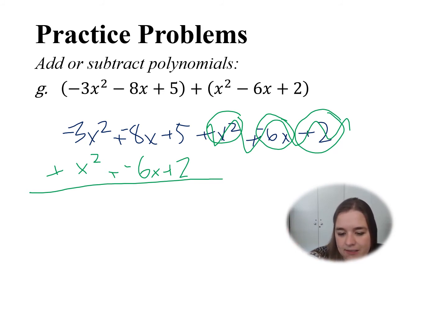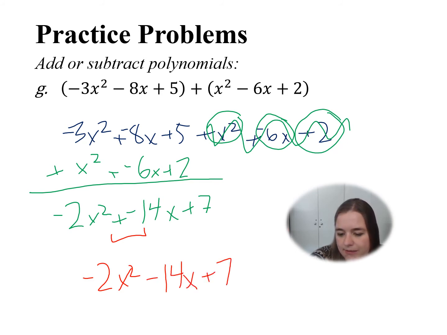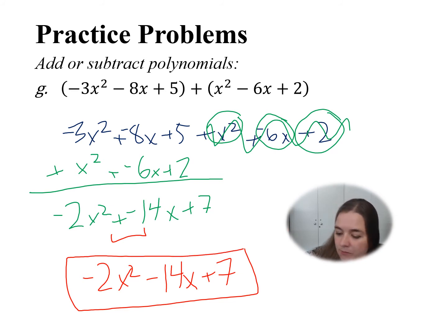I can put together those like terms. A negative 3x squared plus x squared gives me a negative 2x squared. Negative 8x plus a negative 6x is plus a negative 14x. And 5 plus 2 is 7. I've put together all my like terms, so at this point I'm done. There's nothing else I can put together. For my final answer, I can take that plus a negative and turn it back into subtraction. So I get negative 2x squared minus 14x plus 7. I can add together my polynomials using this vertical method.